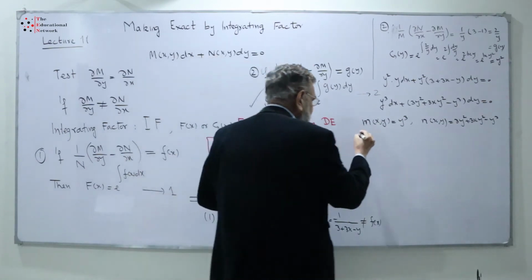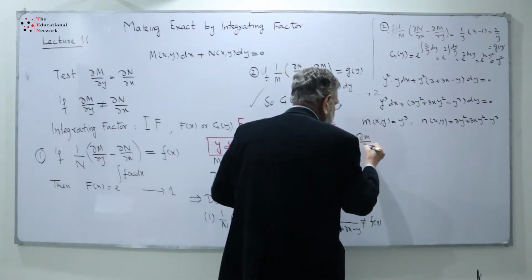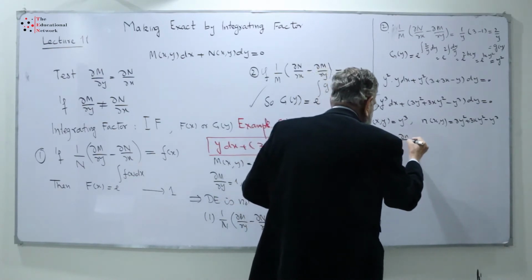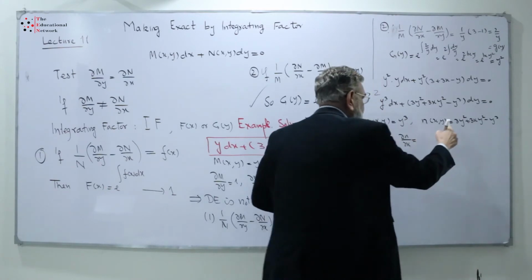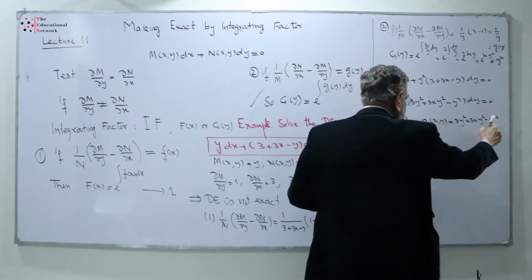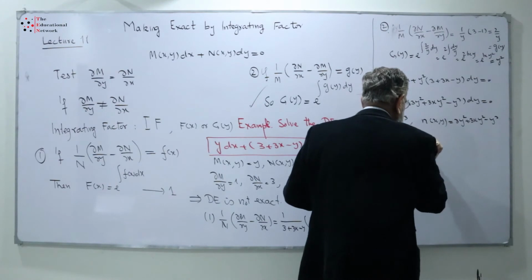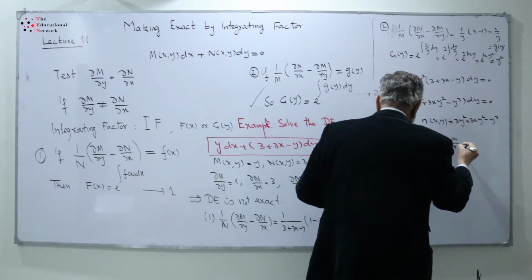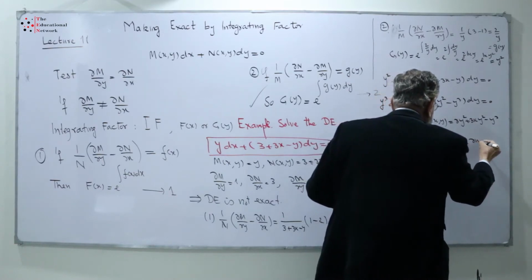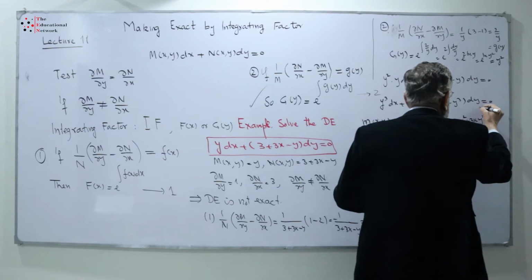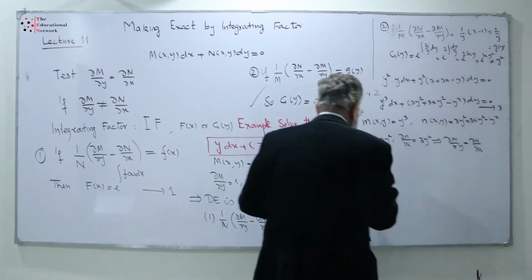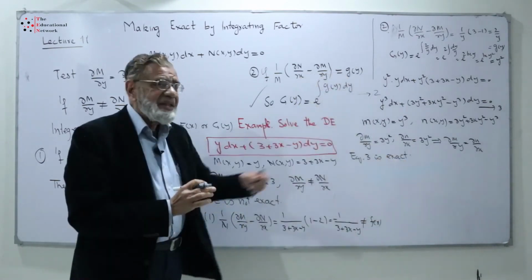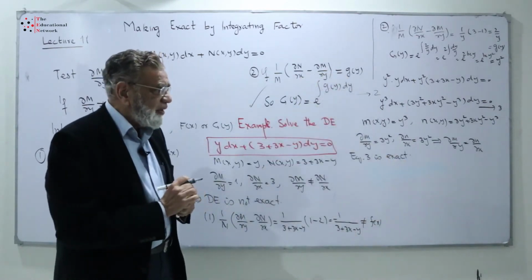So I find partial M by partial y is equal to 3y square, and partial N by partial x is equal to, derivative of this one is 0, y is constant, derivative of x is 1, we get 3y square. This implies partial M by partial y is equal to partial N by partial x. This I take as my equation number 3. So I say my equation 3, the differential equation, is exact. Now we can apply our method for finding the solution.